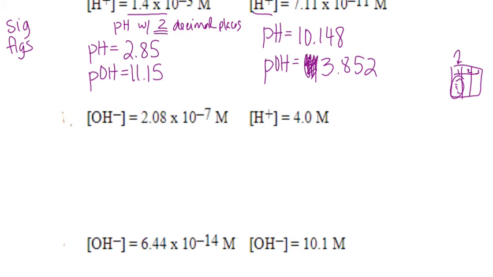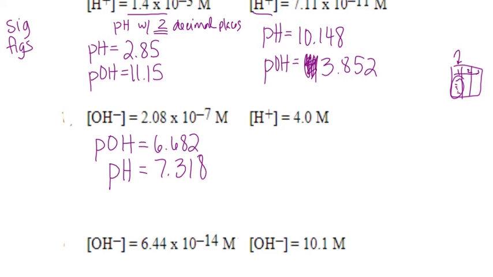Now, if I take the negative log of the OH straight, what am I getting first? pOH. So how many decimal places in this one? 3. So what's my pOH? 6.682. Therefore, my pH is 7.318.